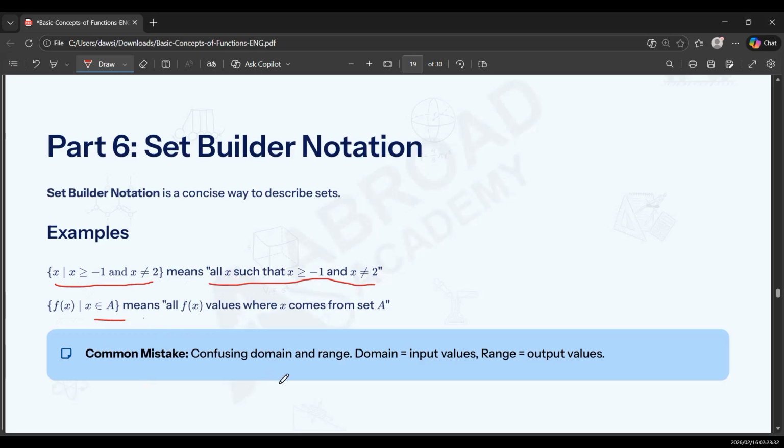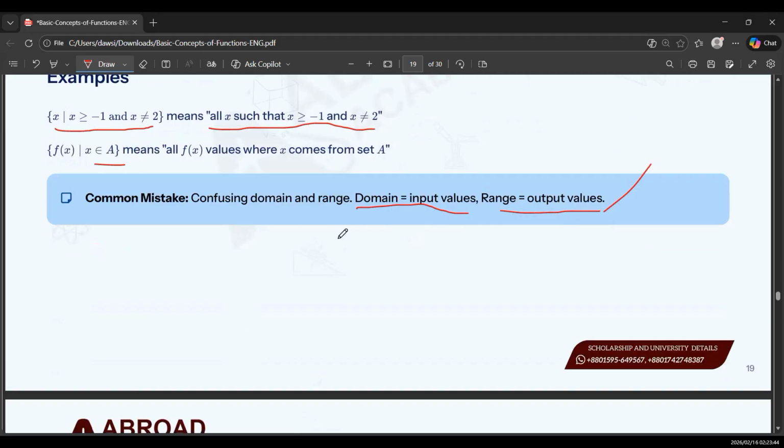Common mistakes: confusing domain and range. Domain equals input values and range equals output values. Domain is the input values and range is the output values. Remember that.